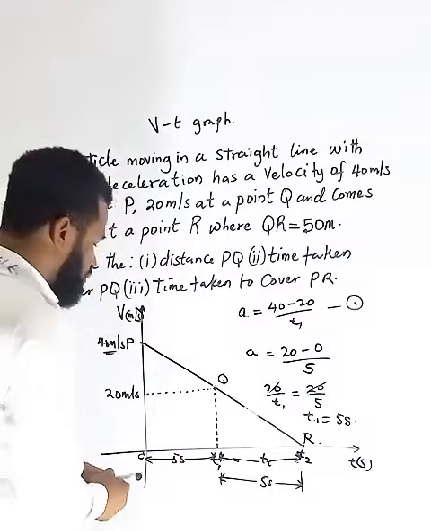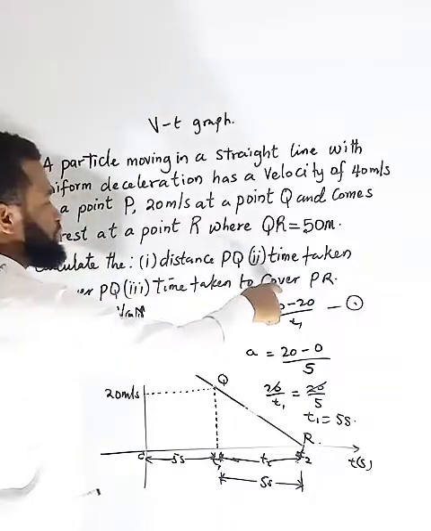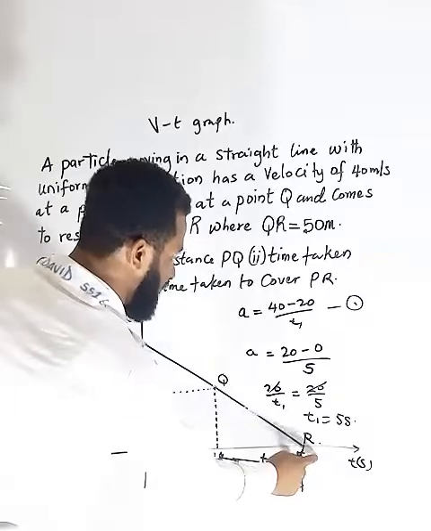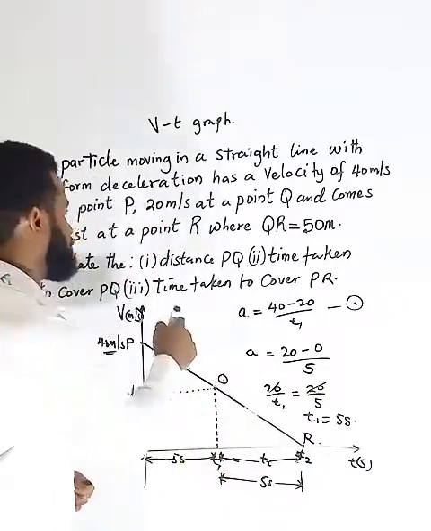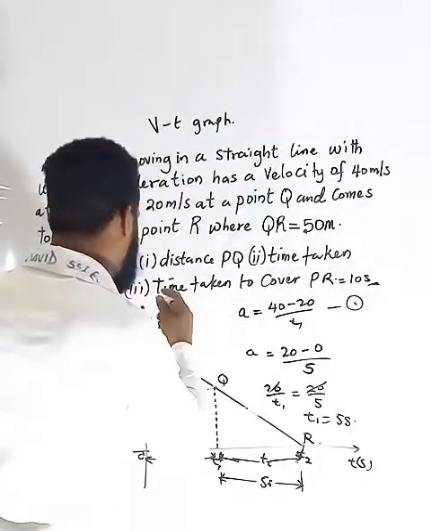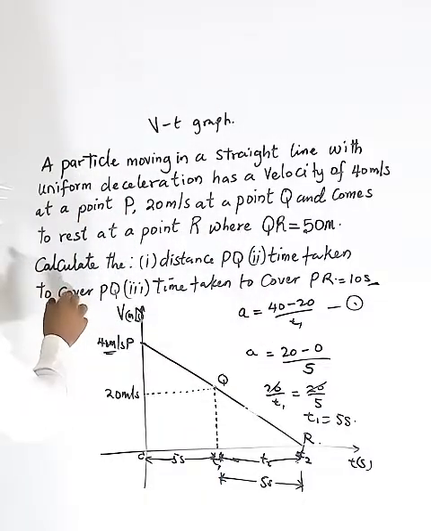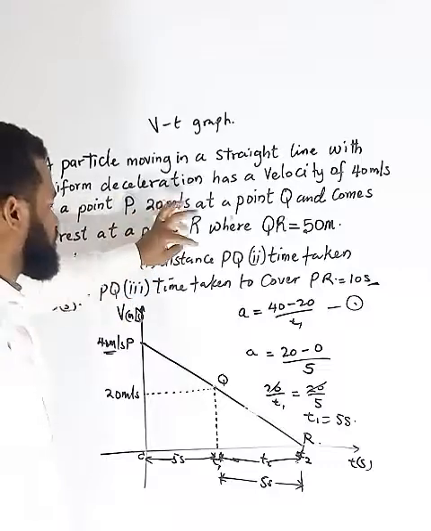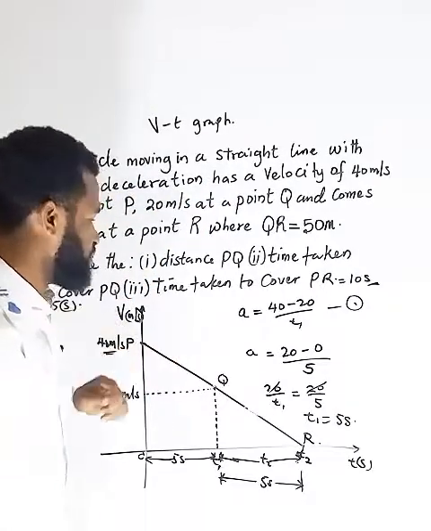All right? So I have found the time now, which is the time taken to cover PR. PR is going to be from here to here, which is 10 seconds. So the time taken to cover PR is equal to 10 seconds, and the time taken to cover PQ is 5 seconds. All right? Now let's find the first question, which is distance covered PQ. Distance covered from P to Q.